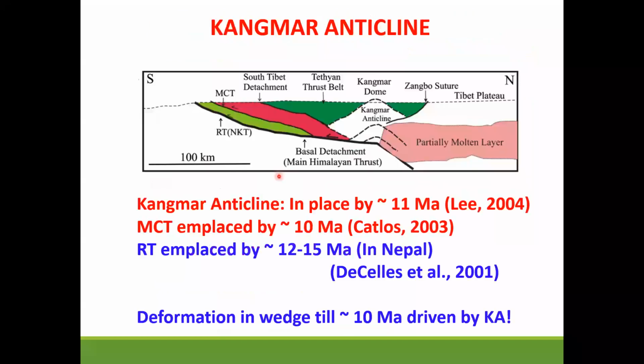So the way it turns out, through work by the Chinese and the Americans, this Kangmar anticline was in place by approximately 11 million years. And the main central thrust, which is this, was in place by approximately 10 million years too. And the Ramgarh thrust, which is this one, was also in place around 12 to 15 million years. Okay, but that's in Nepal. We don't have dates in the Darjeeling Himalaya. So essentially, this established that the deformation in the wedge was driven by the Kangmar anticline till about 10 million years.